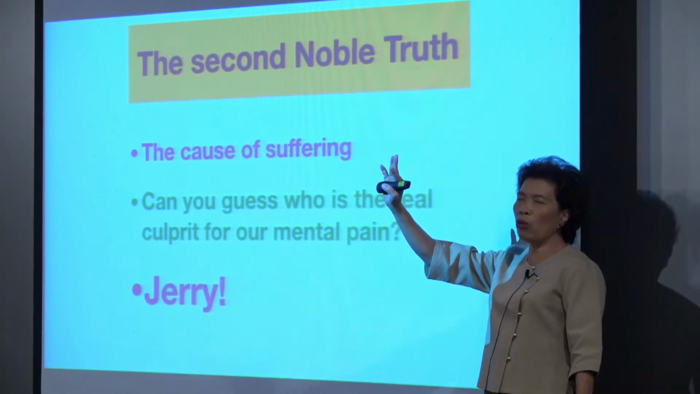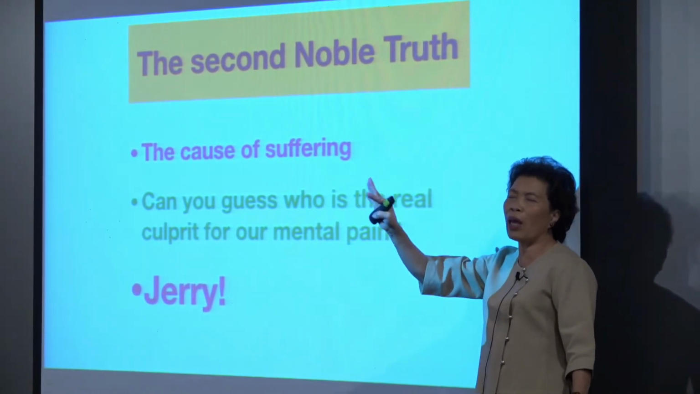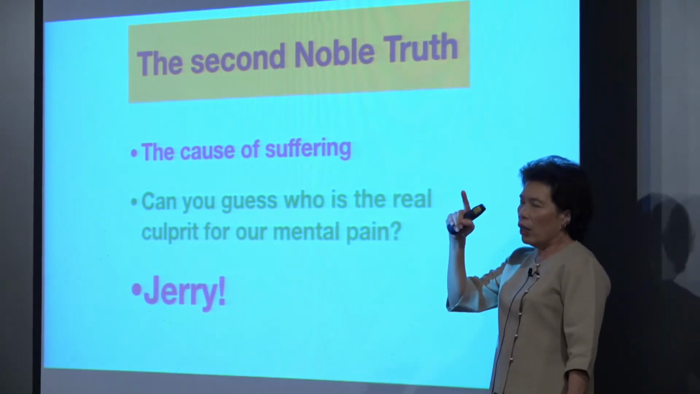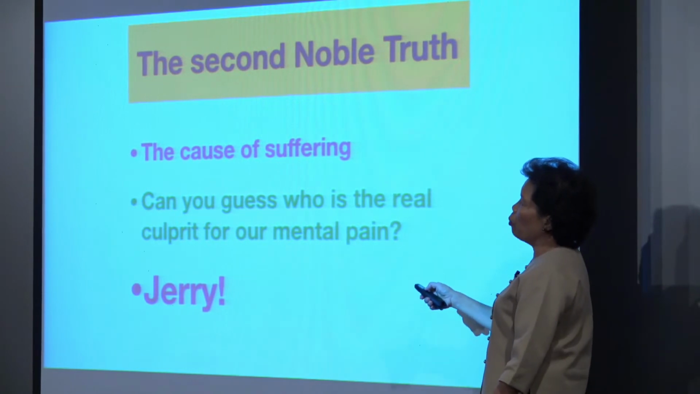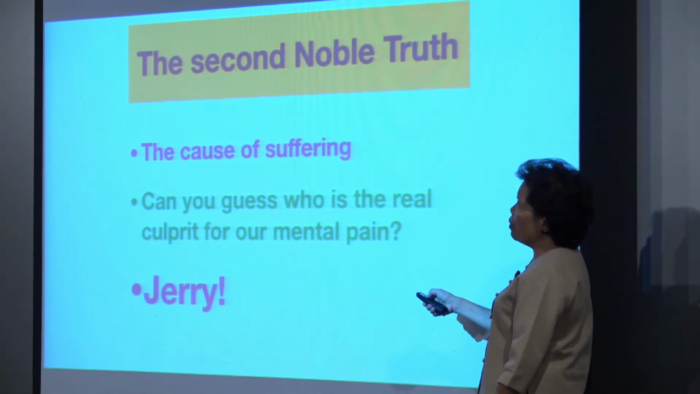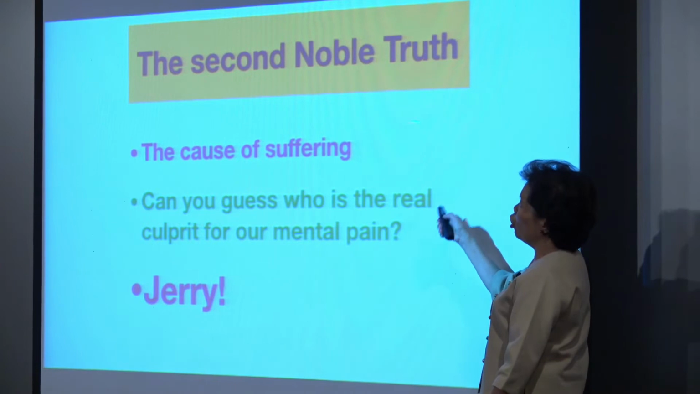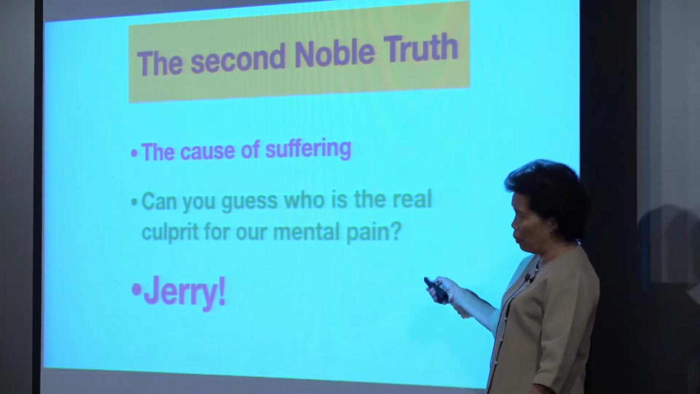There are 4 noble truths. We have covered 3 noble truths out of 4. It's only the 2nd noble truth that we haven't covered. So coming to this point, can you guess? The 2nd noble truth is the cause of suffering.